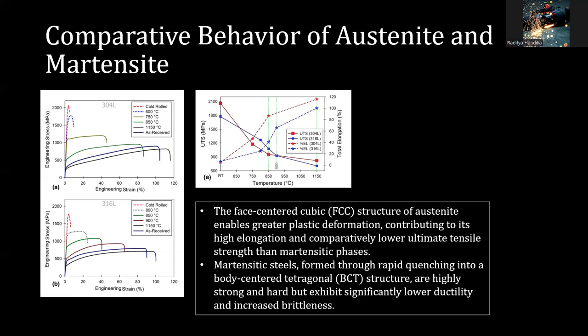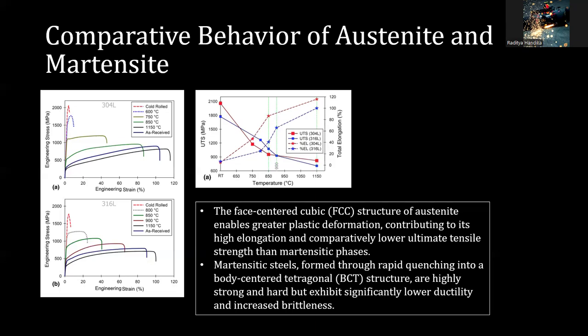The austenitic steel is at this temperature, upper than 800 degrees Celsius, and the martensitic steel is shown at the lower temperature. So the austenitic steel is having the higher ductility, while the martensitic steel is having the larger hardness or larger Young's modulus here.